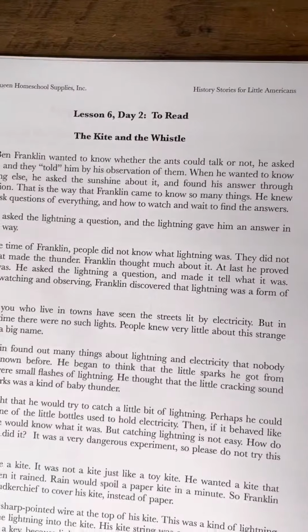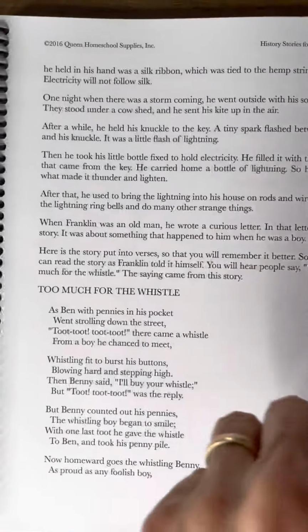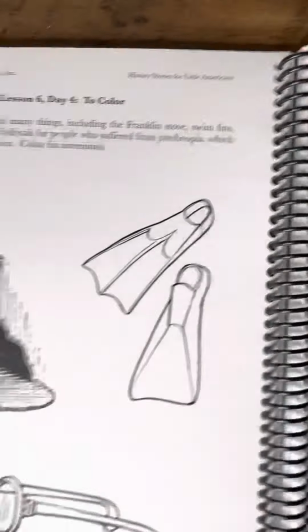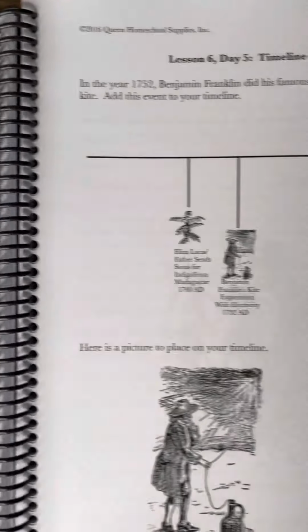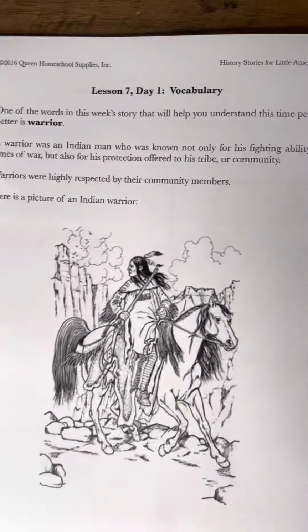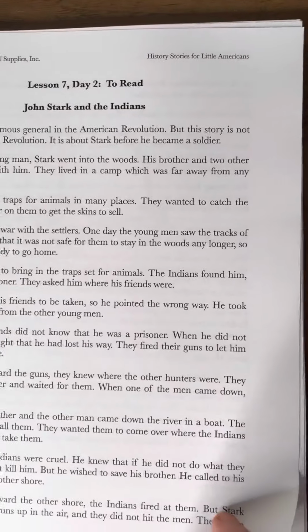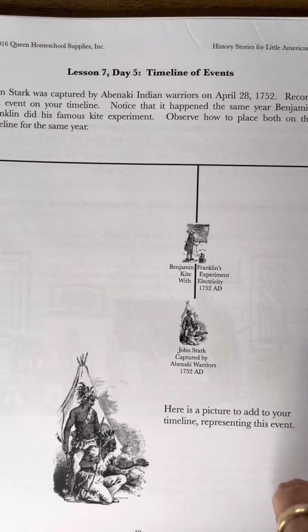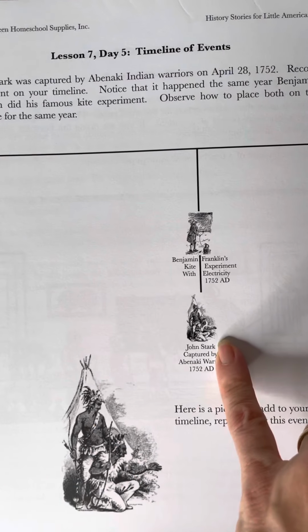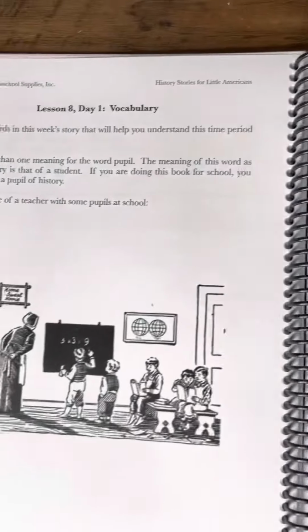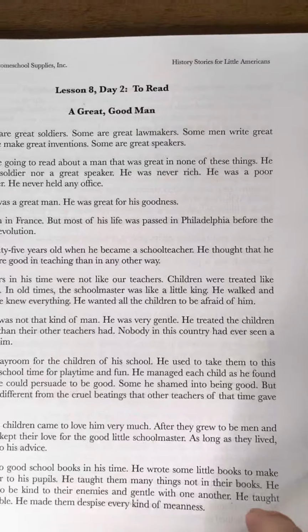Following week, Tuesday's the story. Wednesday, something to draw. Thursday, coloring something related to the story. And Friday, the timeline. So the whole book is set up in that same general format. Vocabulary, Monday, Tuesday's the story, Wednesday's the drawing, Thursday's coloring, Friday is the timeline. And you'll see, again, this is something added. It happened at the same time as something we've already added. So it's showing you what was already added while adding something new each week.